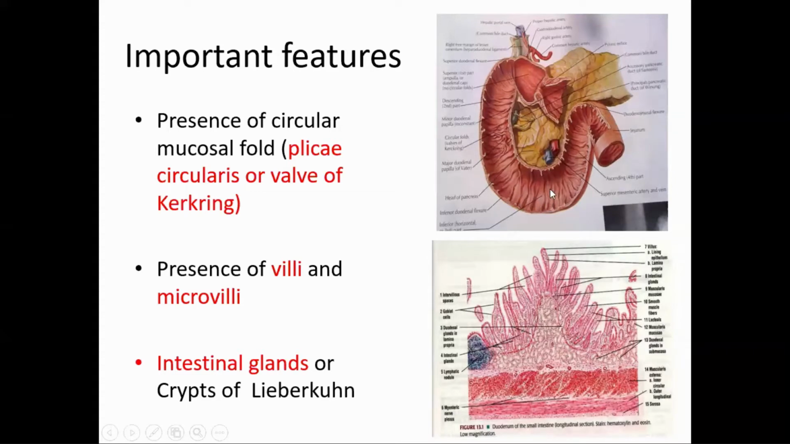Dodecadactylus means the length of the duodenum is equal to the breadth of the 12 fingers. See, this man has 12 fingers, 1, 2. So the breadth of the 12 fingers is equal to the length of the duodenum. The length of the duodenum is 25 centimeters.